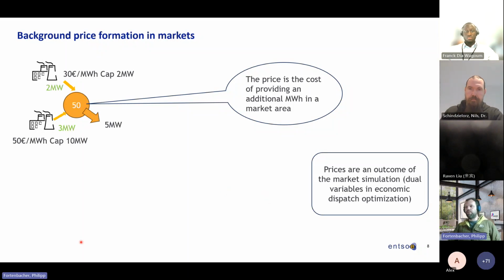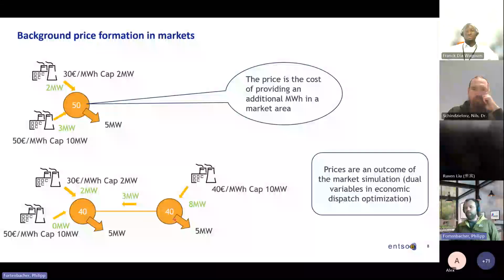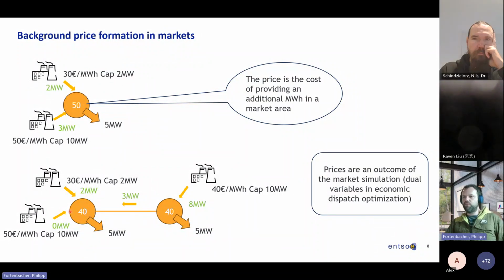So now, if we couple 2 markets, then the situation could be different, right? Now we have two markets, and you see that the price will drop to 40. Why is this? We have here another market area that has a cheaper generation, which has a capacity of 10, and it would dispatch 8 megawatt, and would then export 3 megawatt to the other zone. So here we see that we have price convergence, right? Because now we have two market zones that have 40 euros per megawatt hour.